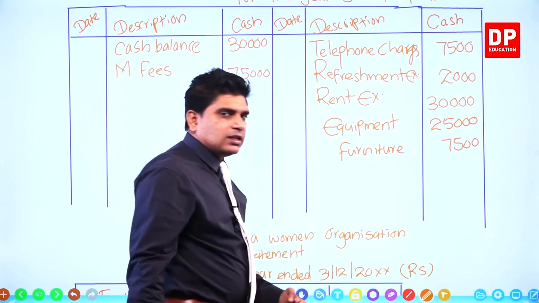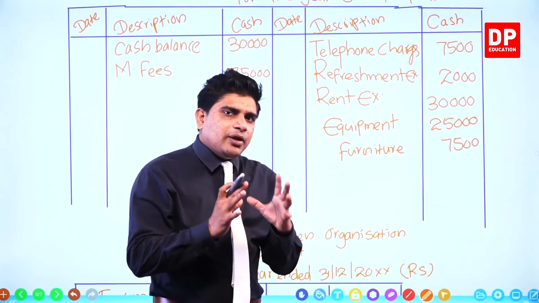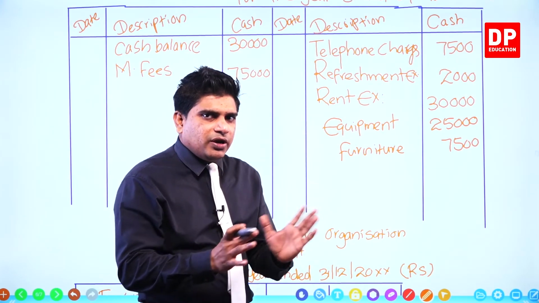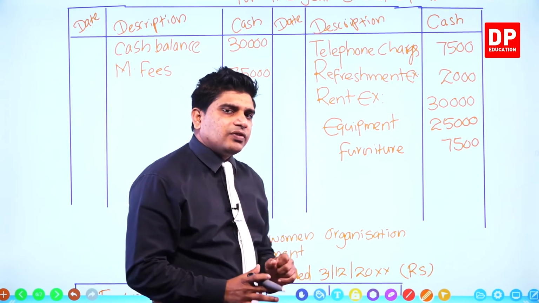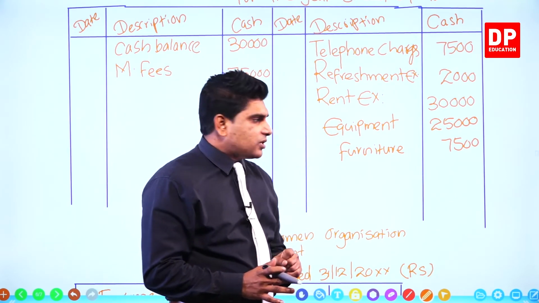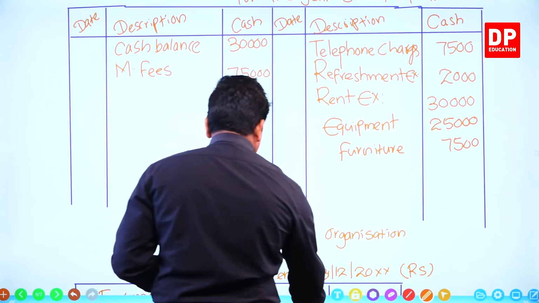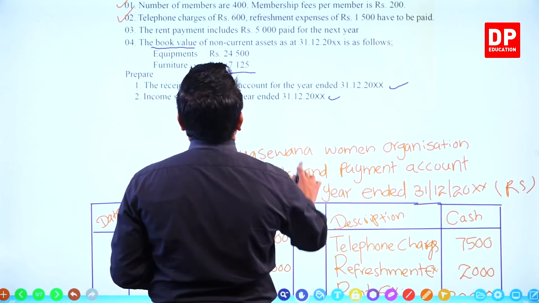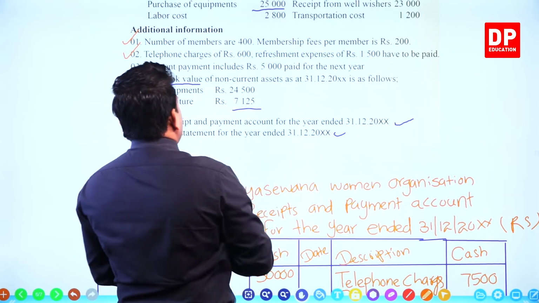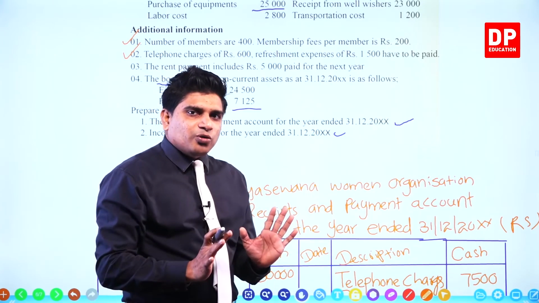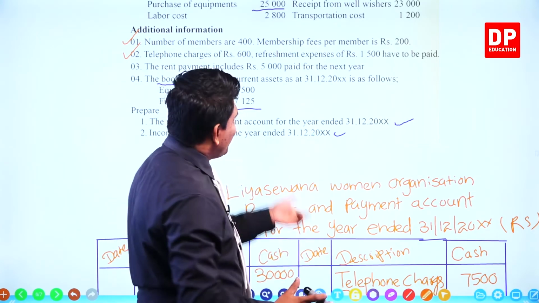Understood or not? Check it. Every time depreciations are recorded in the income statement; when you give money, everything we record in the receipts and payment. Now, we go to the next additional information. Are there any additional informations? No. It's finished, right? Now, we move to the question.